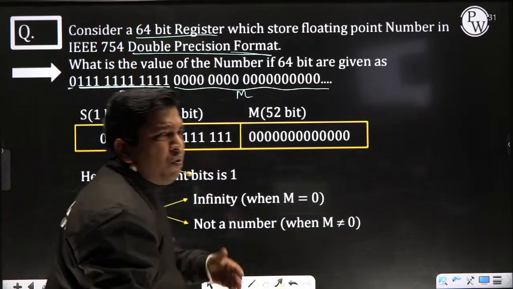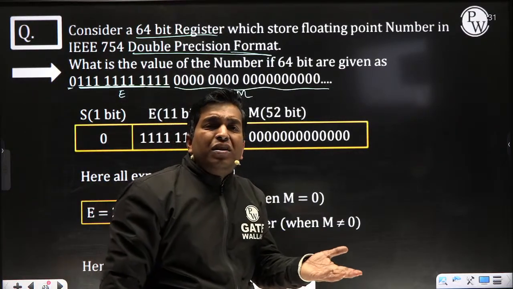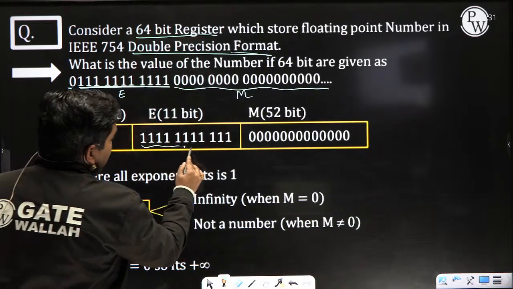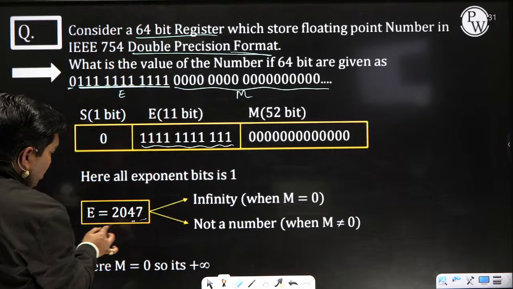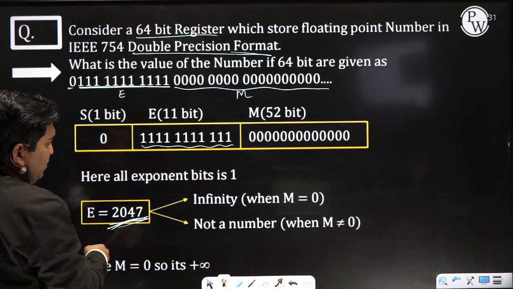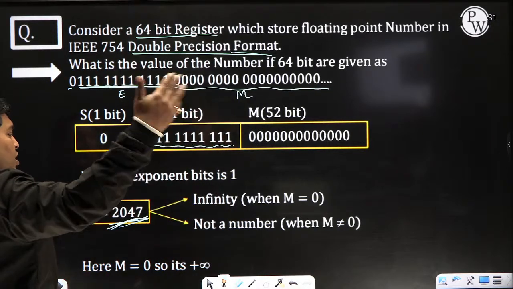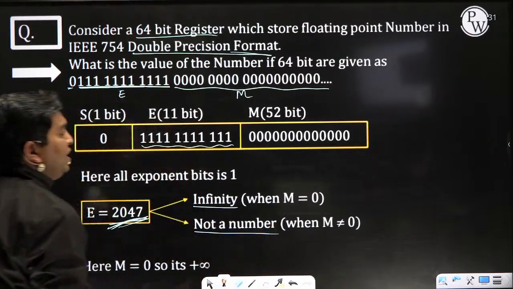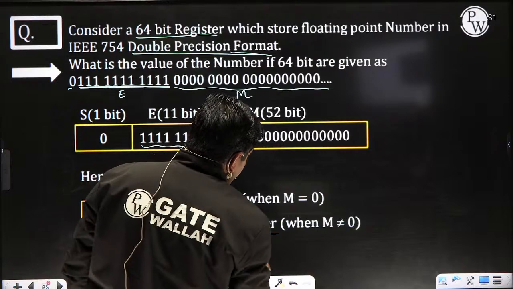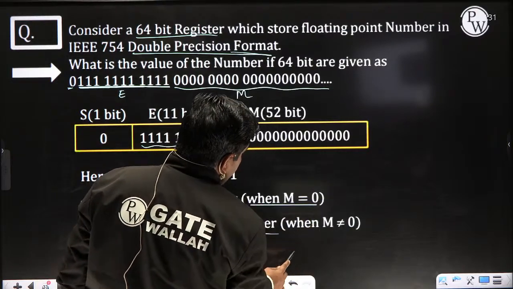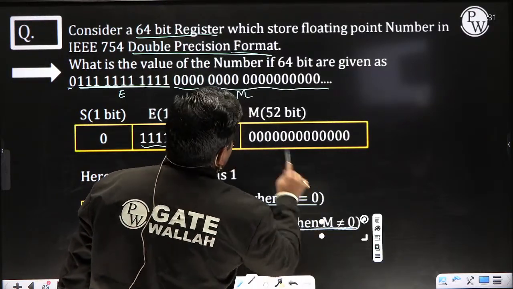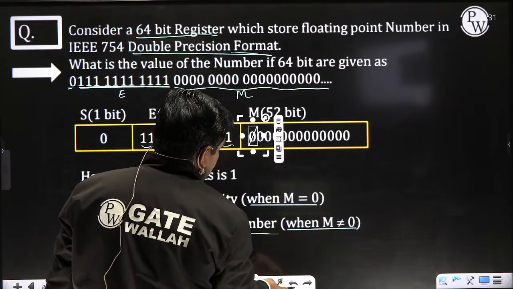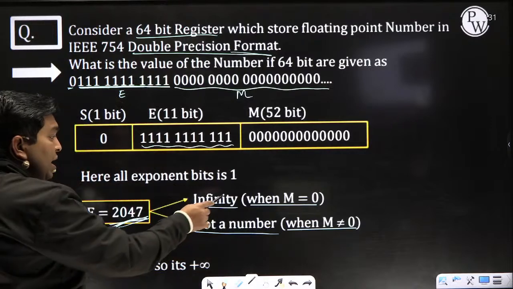Why you fear? Your Vijay sir is here. Here all E are ones. All E are ones means E is 2047. Then there are 2 possibilities: either it could be infinity or not a number. When will it be infinity? When M is 0, then infinity. When M is not 0, then you can say not a number, my dear. Clear, everyone? So here M is 0.